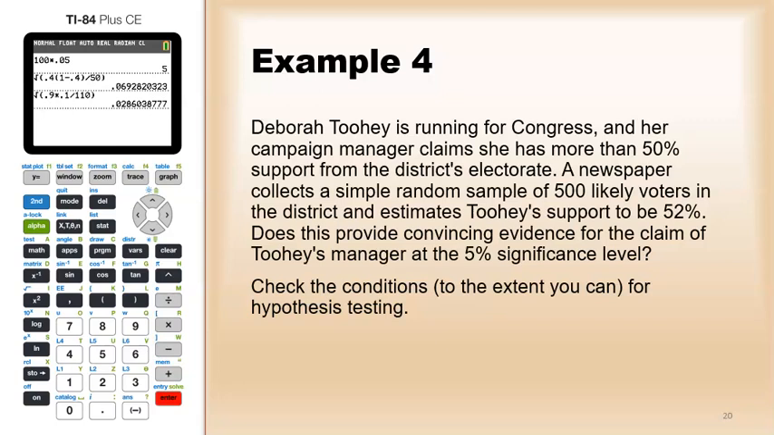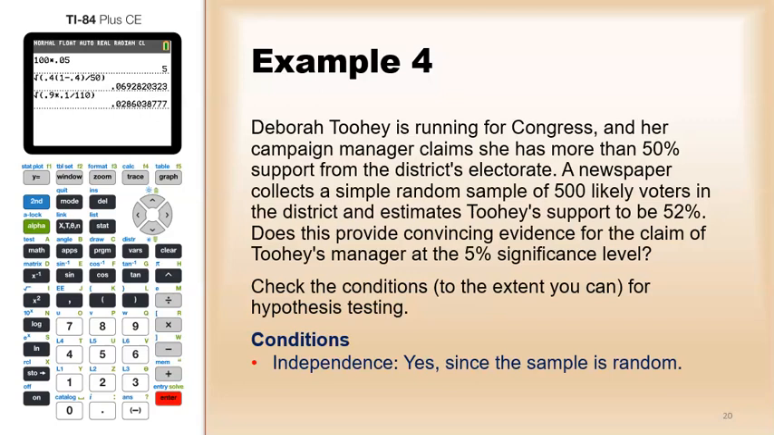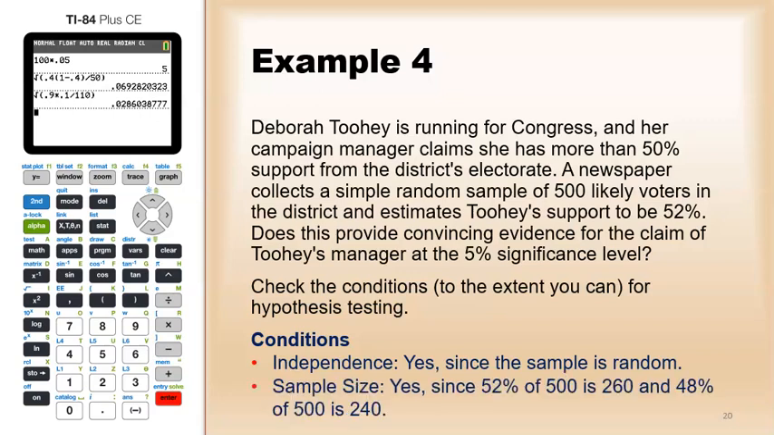So let's go ahead and start off with the conditions. The first condition is, do we have a random sample? And yes, so we can claim independence because we were told there was a random sample. The other condition is sample size. 52% of 500 is 260. 48% of 500 is 240. We have at least 10 of each, so the sample size condition has been met.